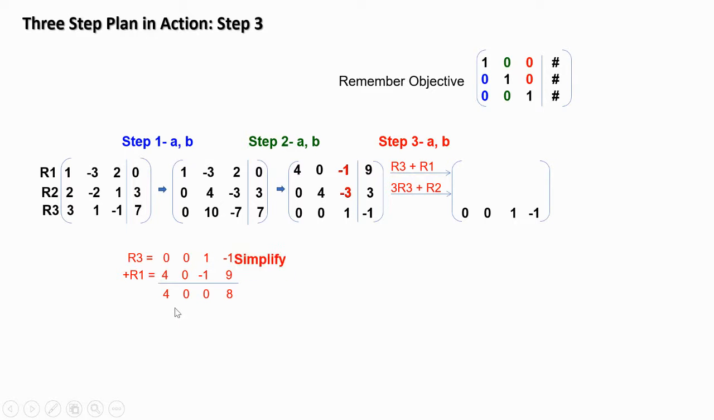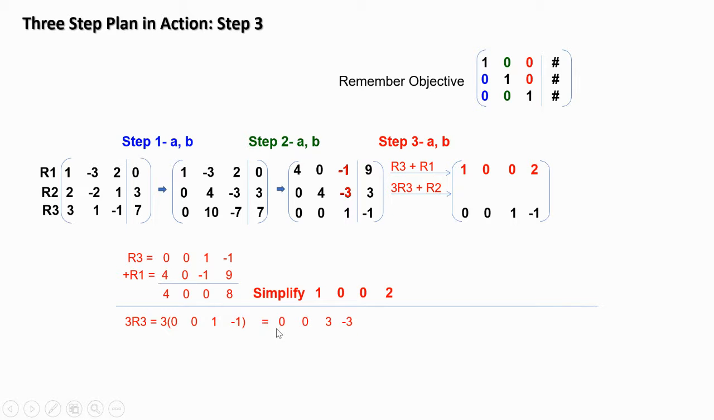So 4 divided by 4 is going to give me 1. 0 divided by 4 is 0. 0 divided by 4 is 0. And 8 divided by 4 is 2. So that becomes my new row 1. Now I'm going to do the second part. I'm going to multiply 3 times every term in row 3. So this is my result: 0, 0, 3, negative 3. Then I'm going to add it to row 2. So I just bring row 2 over. Then when I add it, it's going to give me 0, 4, 0, 0.